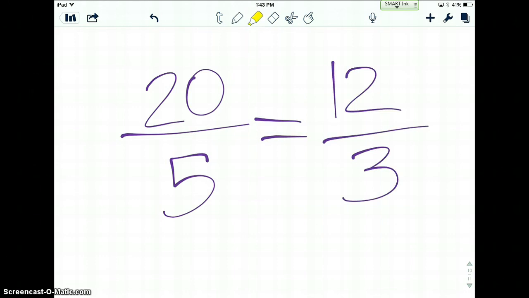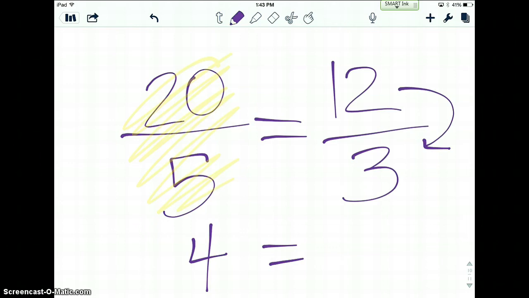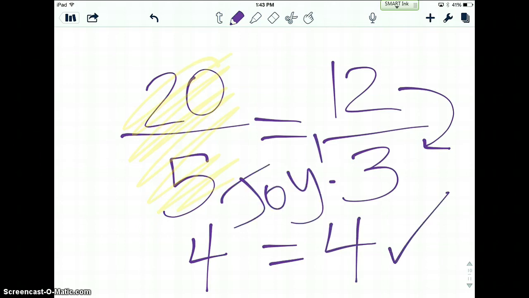You know what? I could do this in my head. I don't even need a calculator. 20 divided by 5, I know that off the top of my head, it's 4. Is that the same thing as 12 divided by 3? Yes! Joy, it worked. I have a true proportion.